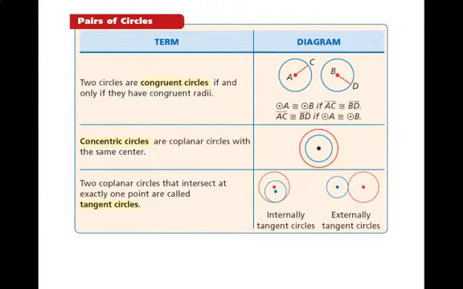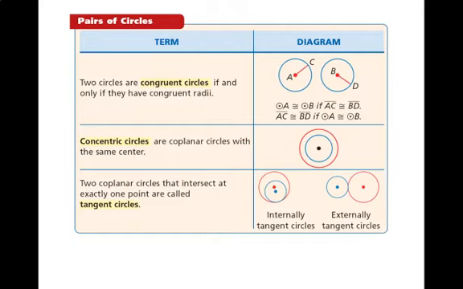Let's talk about pairs of circles. You have congruent circles, which are congruent if they have congruent radii. Since the radii are all the same in a circle, you just have to know that circle A and circle B in this case are congruent because AC is congruent to BD. You have concentric circles, which are circles within a circle, but they have the same center.